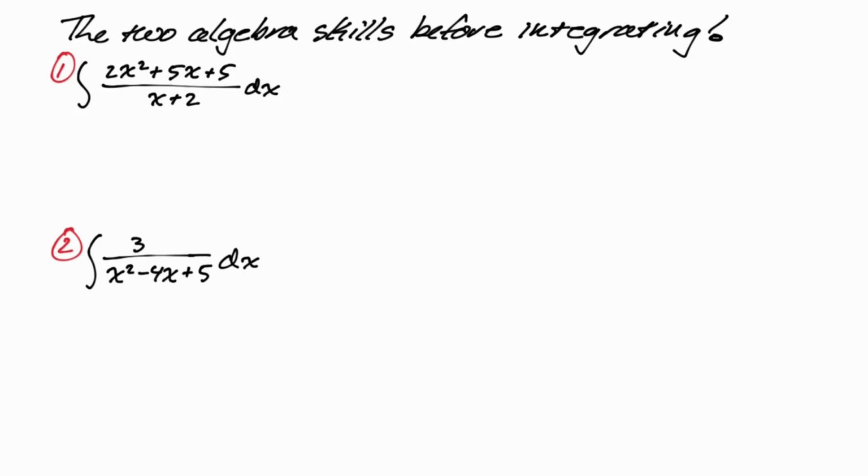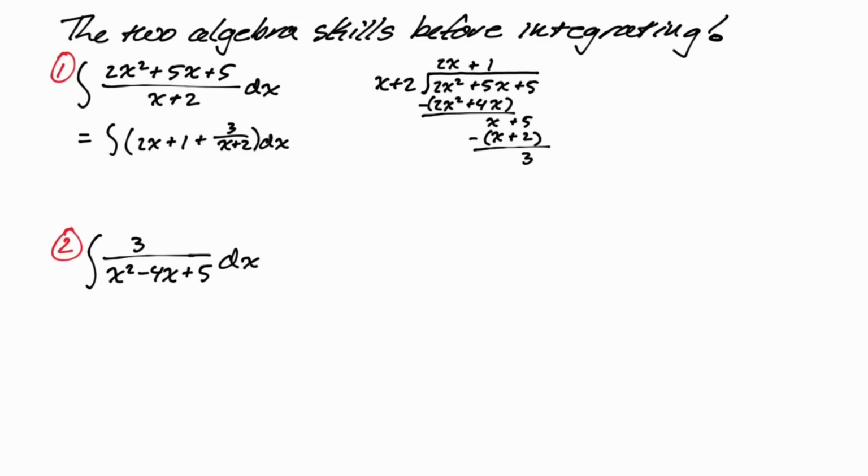So first one, we have the integral of 2x squared plus 5x plus 5 over x plus 2. The degree of the numerator is greater than the degree of the denominator. That means you have to divide. I'm going to do long division. You could do synthetic division on this. I honestly think on the exam you would probably always be able to do synthetic, but I think that long division is safer. So here's all my work. I get 2x plus 1, remainder of 3. So I can rewrite my integral as the integral of 2x plus 1 plus 3 over x plus 2.